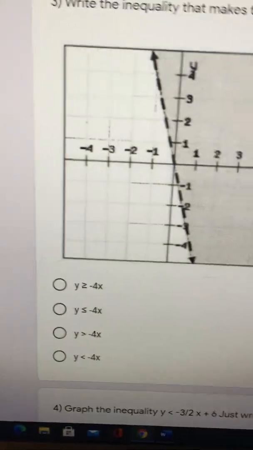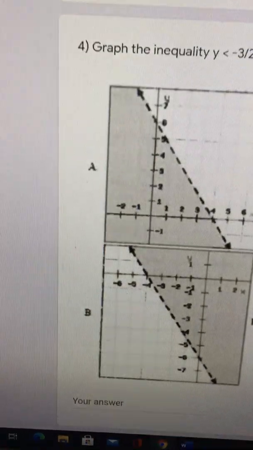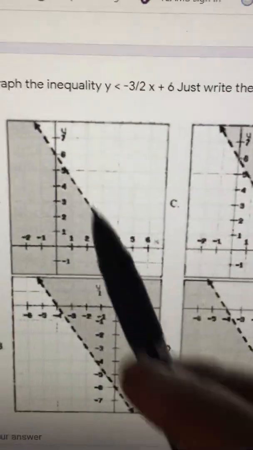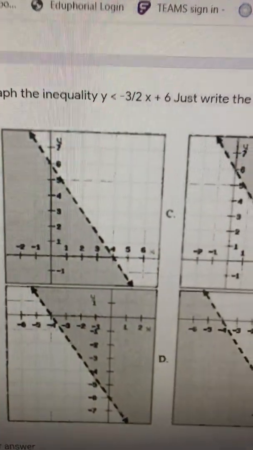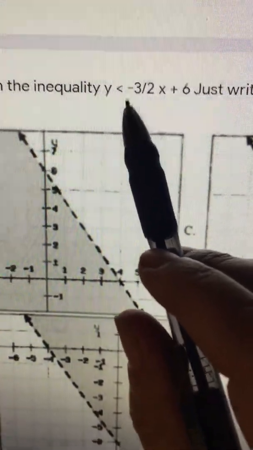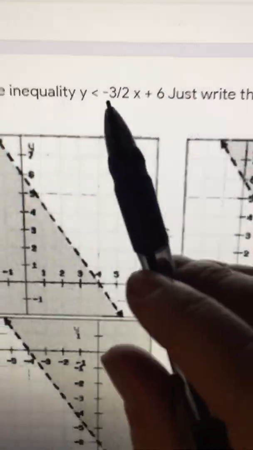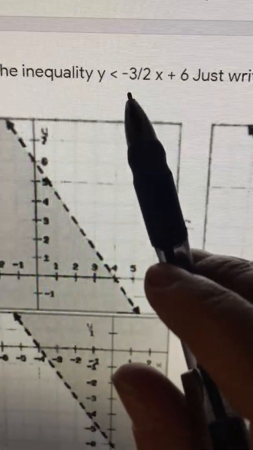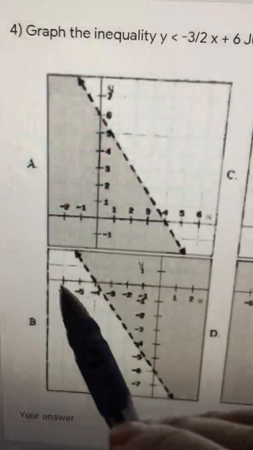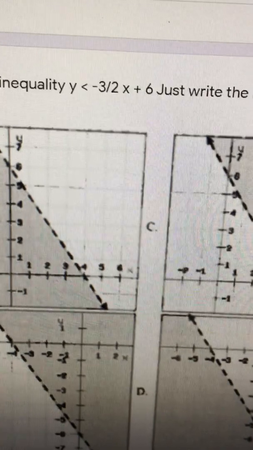Let's see what else we have. Number 4 is also on the screen, so let me slide this down. Number 4, they give you 4 pictures and they say graph this particular inequality. Now, solid line or dash line? Yes, it's a dash line. Unfortunately, all 4 of these are dashed, so that didn't help me out. Positive slope or negative slope? It is a negative slope. Negative, negative, negative, negative. So far, I am just not having much luck at all.